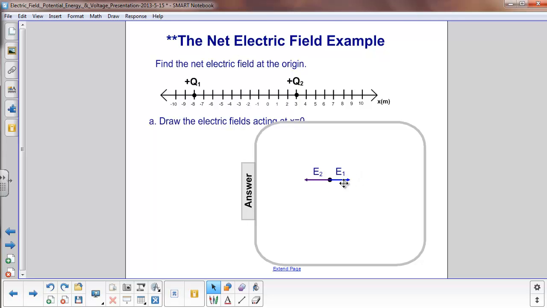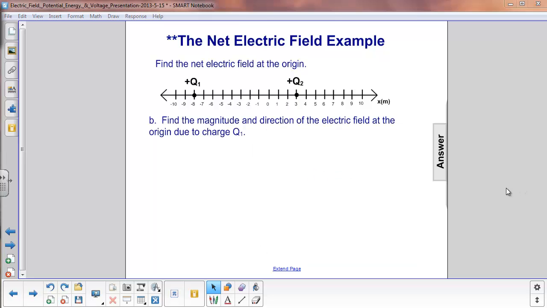The size of the vectors doesn't really matter for this drawing. What we really want to understand is the direction. This seems to indicate that E2 is a lot stronger because it's so much closer to the origin, but on the other hand, Q1 is a greater charge, so it has a greater electric field closer to it. So how they come out, which one is bigger, we'll find out when we do the calculation. Right now, all that's important is the direction.